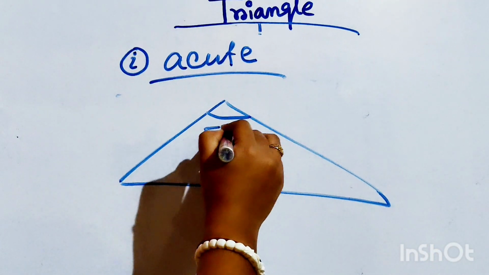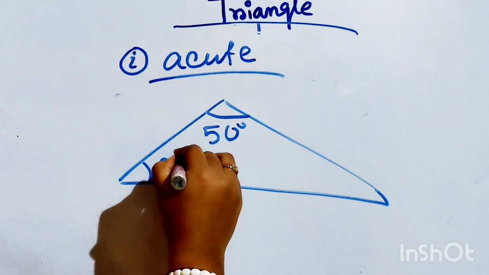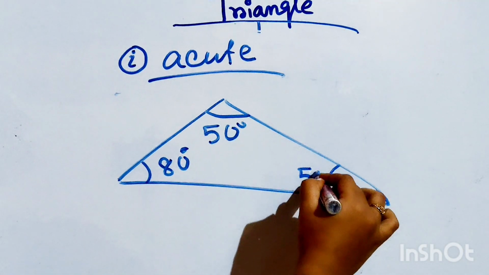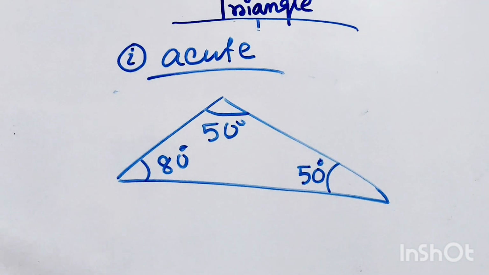Although two angles are acute, still as one angle is not acute, you cannot say that the overall triangle will be an acute angle triangle. I have drawn a diagram here. Comment down, will it be an acute angle triangle or not?